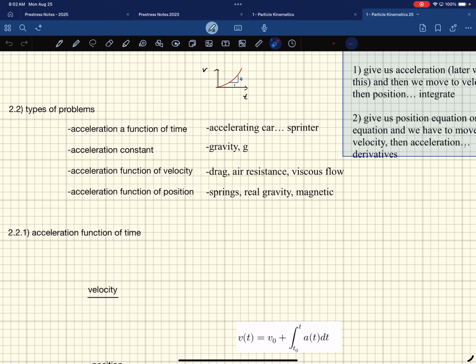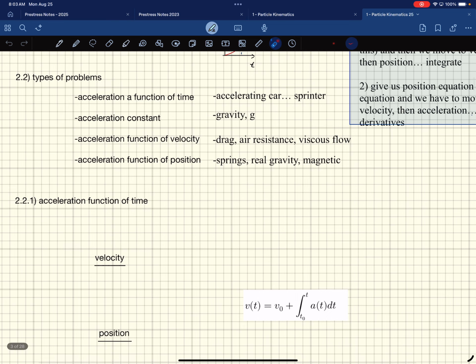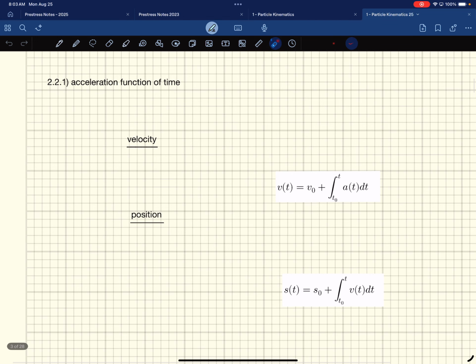And so we briefly talked about acceleration as a function of time: an accelerating car, a sprinter, something like that. Constant acceleration would be gravity, right? It's not really constant, but we're going to pretend it's constant. Anything near the surface of the earth will be close to constant. Acceleration as a function of velocity: things like drag and air resistance, viscous flow, right? Acceleration as a function of position: things that have springs, real gravity, and magnets, okay? So what we're going to do right now is come up with a solution methodology for each one of these things, right? And we're going to start out with the easiest, which is acceleration as a function of time, which is what you did in physics, okay? And so let's do that, right? Let's derive these equations that we have down here.